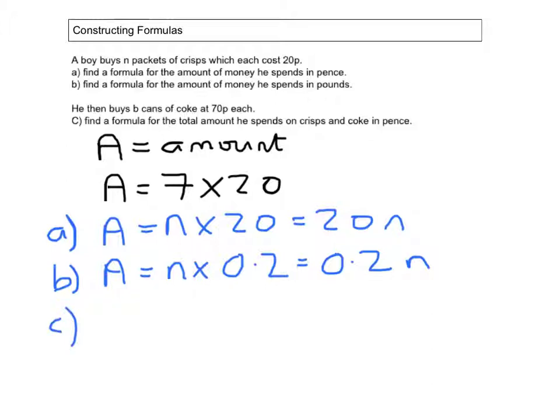That leaves us with C. So in part C it says he then buys B cans of Coke at 70p each. Find a formula for the total amount he spends on crisps and Coke in pence.